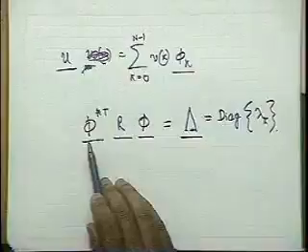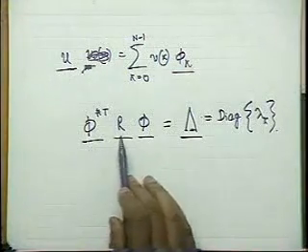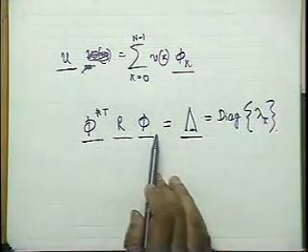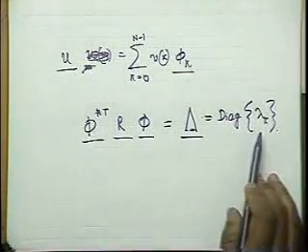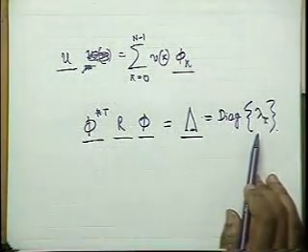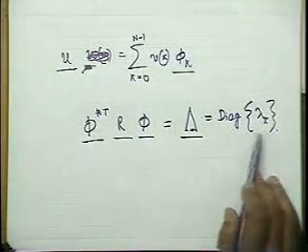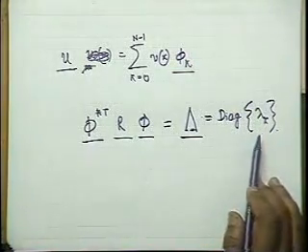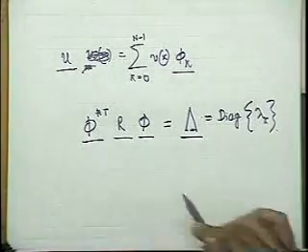So obviously this transformation which we have designed will fulfill this property: if I pre-multiply the autocorrelation matrix by phi star transpose and post-multiply by phi, then I get a diagonal matrix consisting of the eigenvalues. Now this transformation idea can be extended to two-dimensional cases as well.